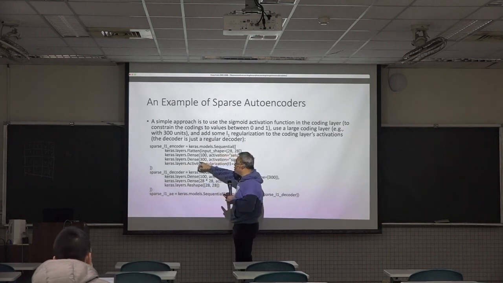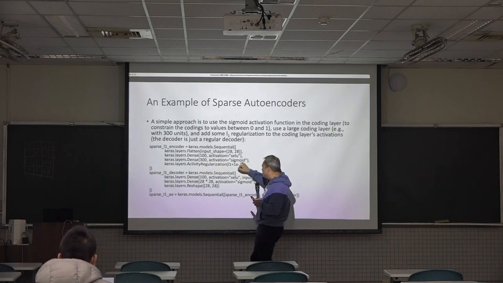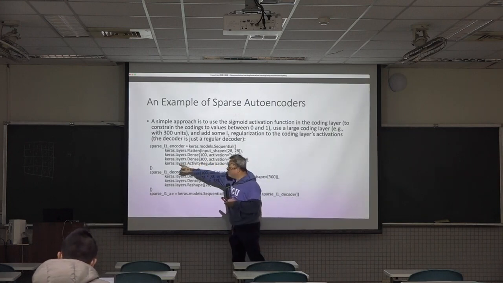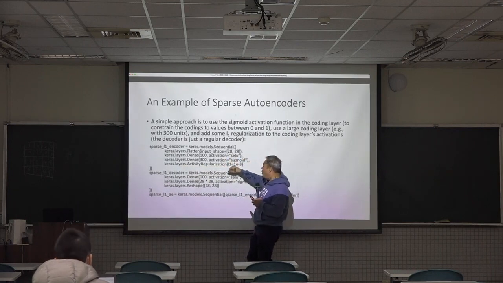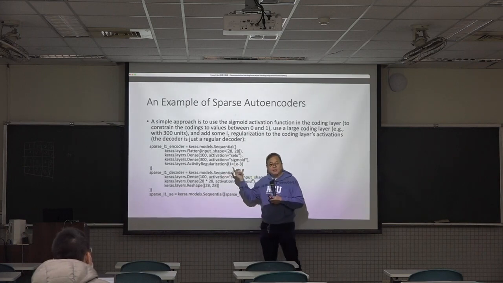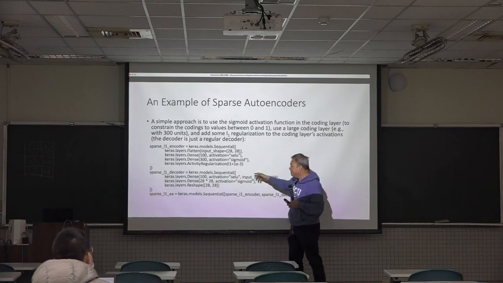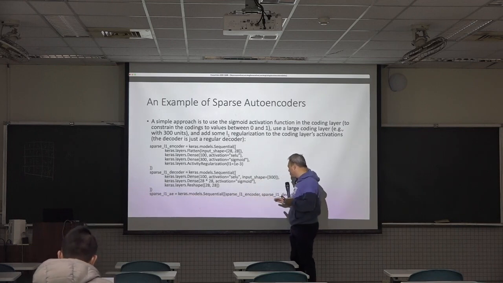But by the way, this is the over-complete autoencoder. So you can see the coding layer, the dense layer, is 300 neurons. It's still not as big as the input, but it's a lot bigger, right? So 300, activation sigmoid, and we put an additional layer called activity regularization, L1 equal to 10 to the power of negative 3. This is a very small value. And the other part remains the same. We combine this sparse L1 encoder and the sparse L1 decoder to form our sparse L1 autoencoder.